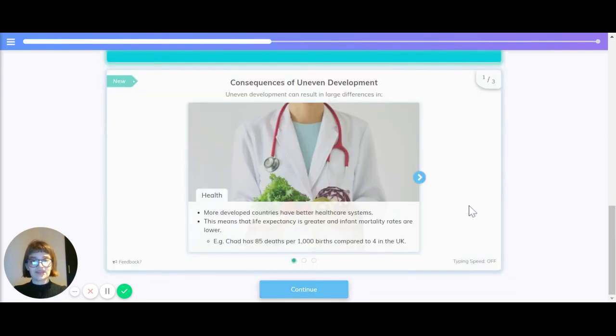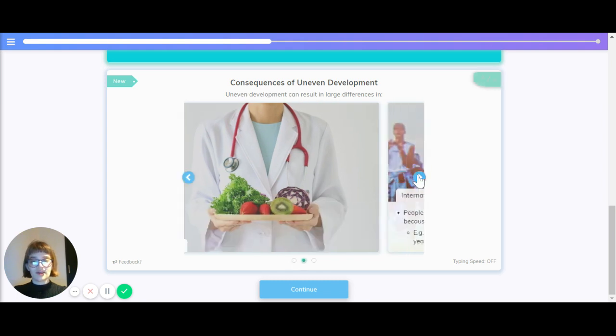Now let's have a look at the consequences of uneven development. This is health. More developed countries have better healthcare systems, which means life expectancy is greater and infant mortality rates are lower. For example, Chad has 85 deaths per 1,000 births compared to 4 in the UK.